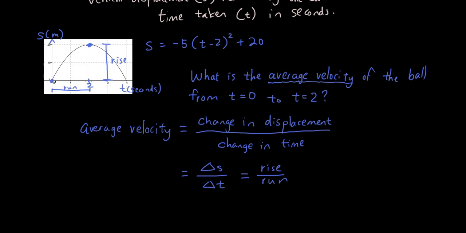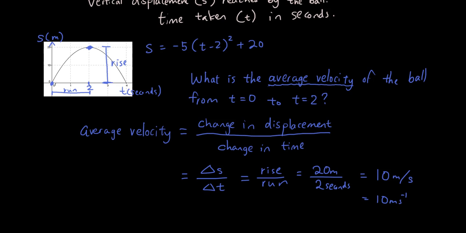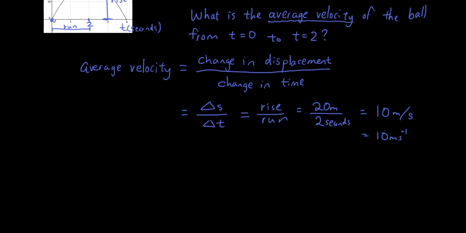Horizontally, the difference between these 2 points, and vertically the difference between these 2 points. Now, the rise is therefore 20 meters, and the run is 2 seconds. The change in time is 2 seconds, and therefore 20 divided by 2 is 10 meters per second, or you can also write as 10 ms to the power of -1.